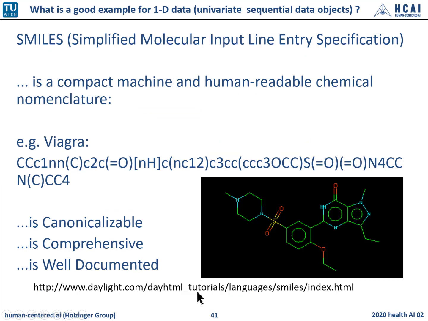So what is a good example for one-dimensional data? Univariate sequential data objects, so SMILES. SMILES is short for Simplified Molecular Input Line Entry Specification. This sounds difficult, but it is just a compact, machine- and human-readable chemical nomenclature. For example, Viagra has this nomenclature, and it can be entered here and visualized. This is well documented, so you can see it here.